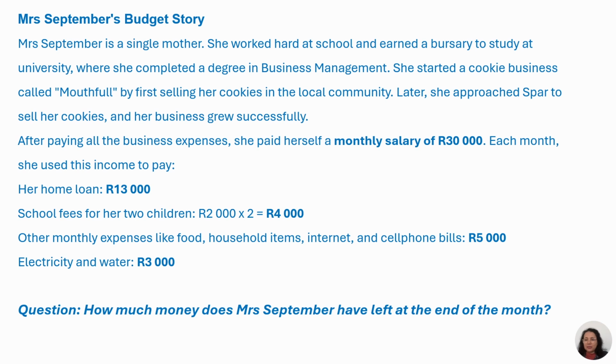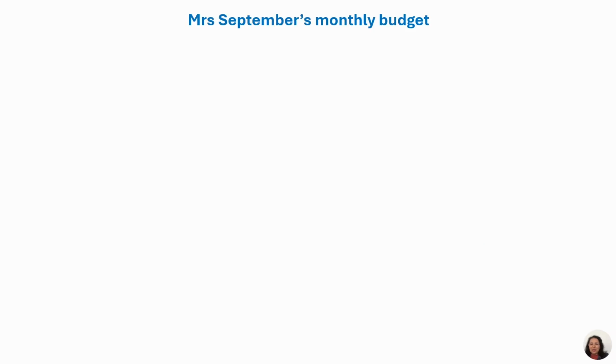So after all her expenses, she said, I'm going to draw a monthly salary and my monthly salary is going to be 30,000 Rand, from which I'm going to buy myself a nice house to live in, so she pays a home loan and it's 13,000 Rand, and she sends her children to good well-resourced schools, and for each child she pays 2,000 Rand per month. And then she spends 5,000 Rand on her household food and expenses and electricity. It's 3,000 Rand with her at the end. Now, my question to you, how much money does she have left over?